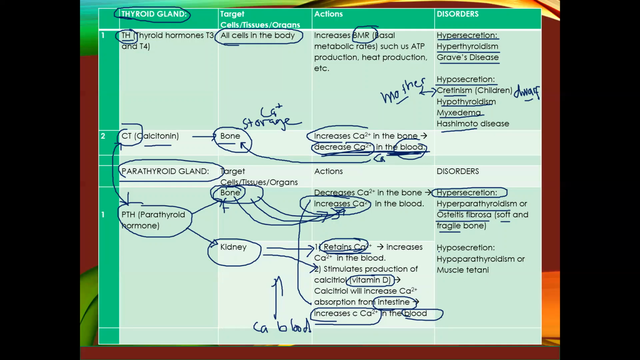And then what happens if we produce too little PTH, hyposecretion? Then the condition is called hypoparathyroidism. And then usually the effect is in the muscle. The muscle becomes tetanic, contracting uncontrollably, because we have too little calcium in the blood. And remember, calcium is also needed for muscle contraction.